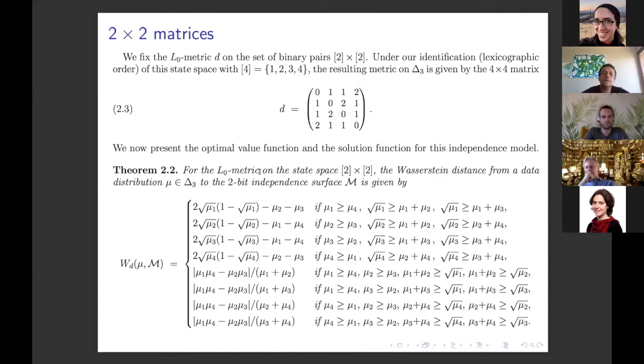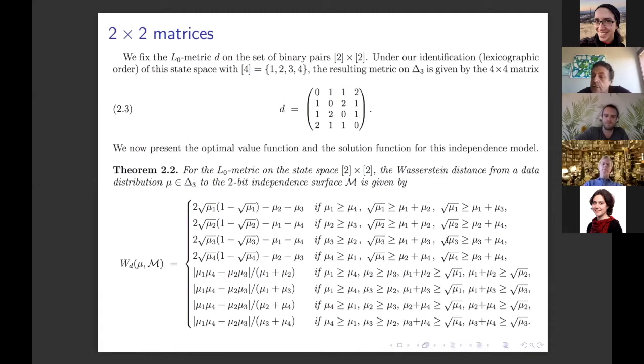So down here, this theorem gives you the answer. So the answer is the Wasserstein distance from your given distribution mu to independence. So the distance to independence is some expression in terms of mu1 through mu4, involving square roots and absolute values. And on the right-hand side, you have a case distinction. So I'm chopping up the three-dimensional simplex into various regions. To be precise, 12 regions here.